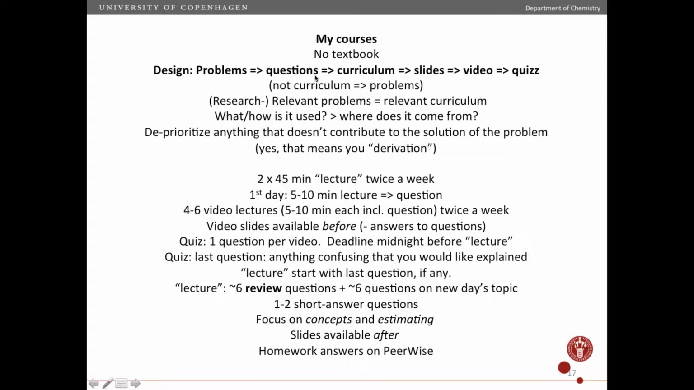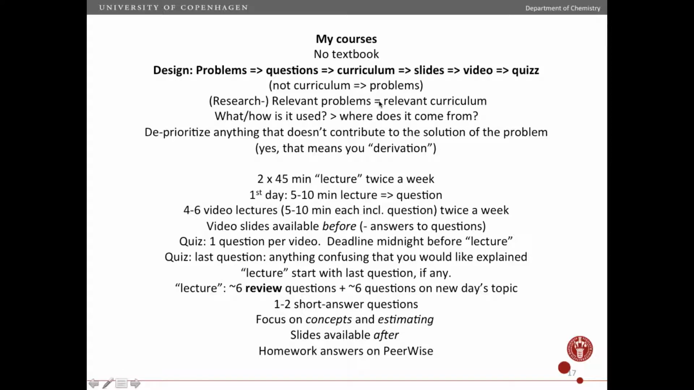Then I think, well, what kind of concepts do they have to understand in order to understand the problem, right? So that's the concept problems that I ask in class. So I write them second, or sketch at least how they would look. And so the problems and the in-class conceptual questions define the curriculum. So now I know what I need to cover. Then I make the slides. Once I make the slides, then I record the videos. And at the end, I make the video quizzes.